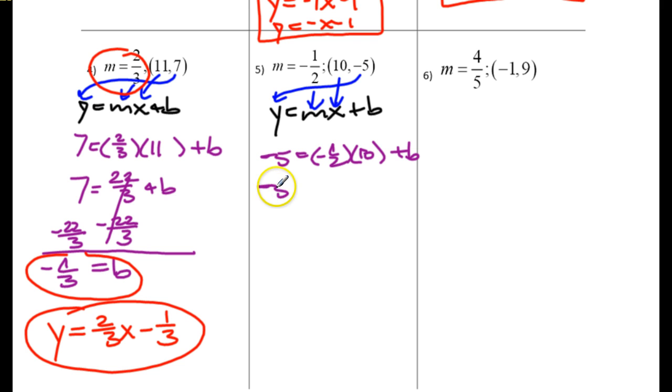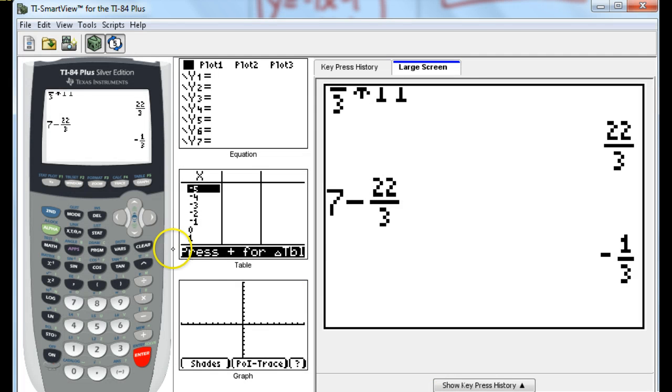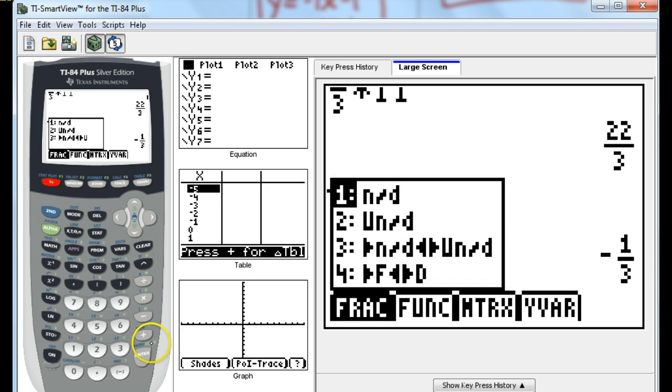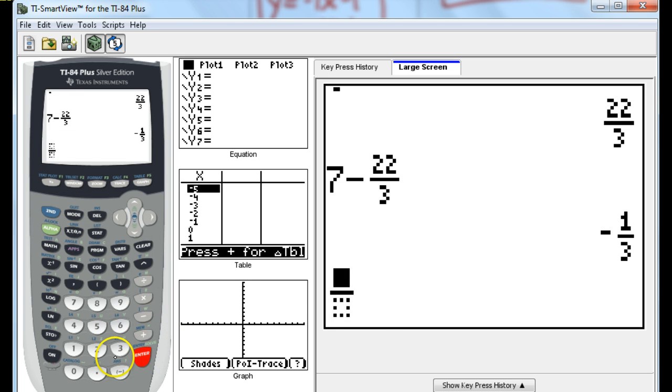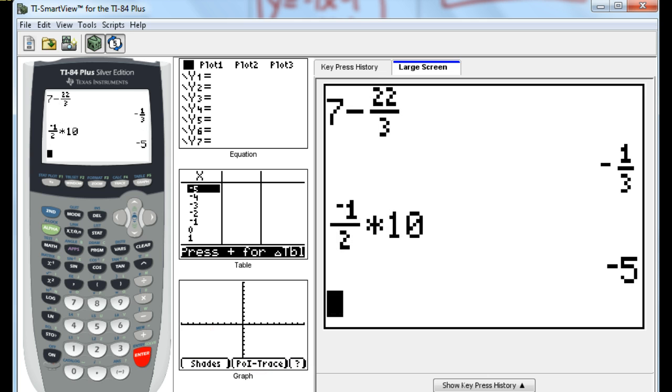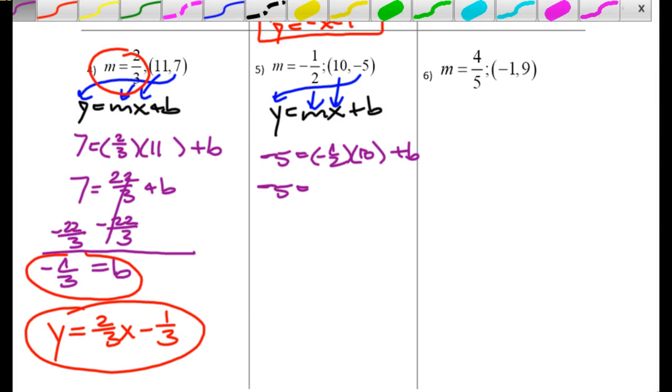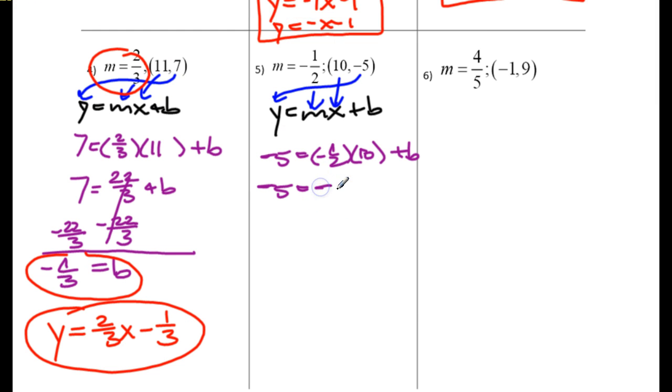So this side is done. Now I'm going to do negative 1/2 times 10. Get your fraction. And I can just put the negative on the top with the 1. And then 2. Remember, only one number is negative in a negative fraction. Times 10. And we get negative 5. So it's negative 5 plus b.